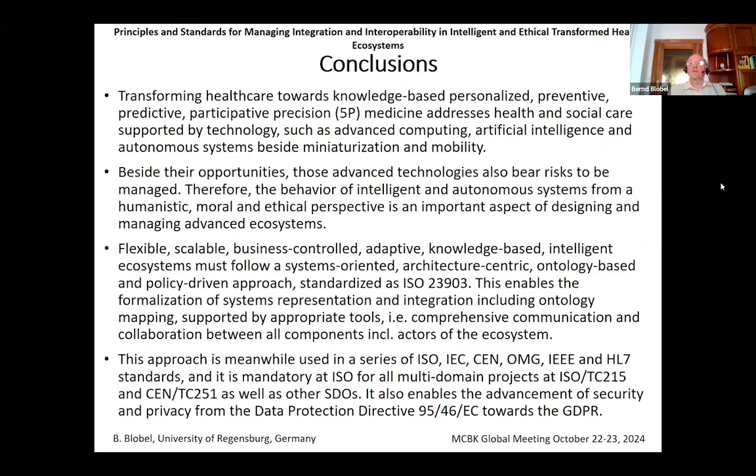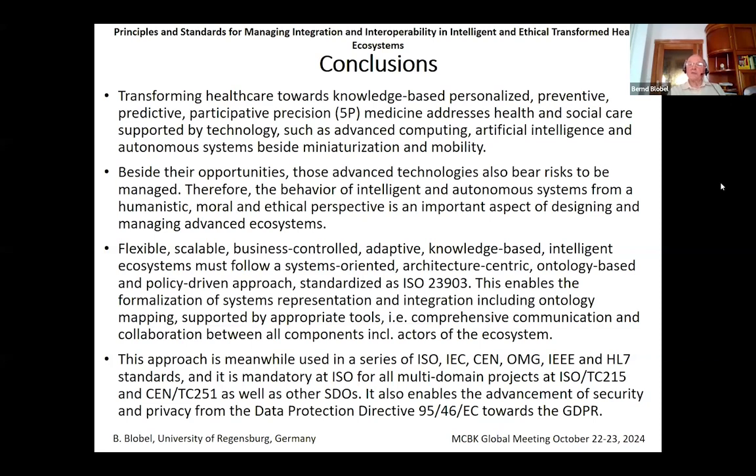Transforming healthcare towards knowledge-based, personalized, preventive, predictive, participative precision medicine addresses health and social care supported by technologies such as advanced computing, artificial intelligence, and autonomous systems, besides miniaturization and mobility. Besides the opportunities, those advanced technologies also bring a risk to be managed, and therefore the behavior of intelligent autonomous systems from a humanistic, moral, and ethical perspective is an important aspect of designing and managing advanced ecosystems.